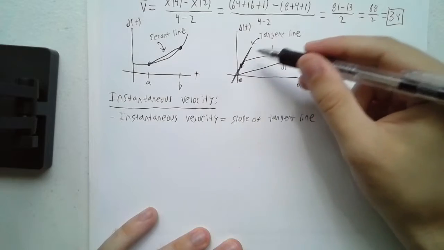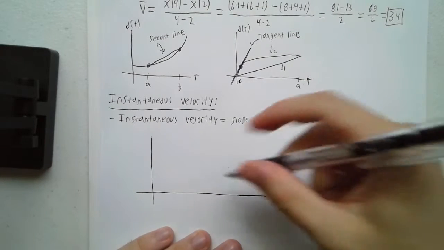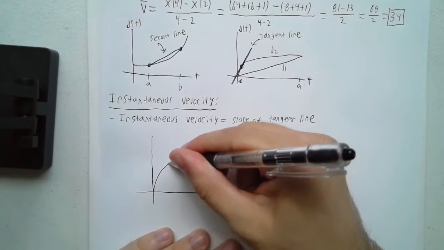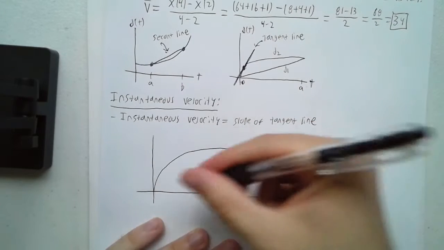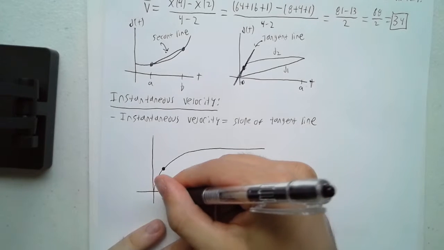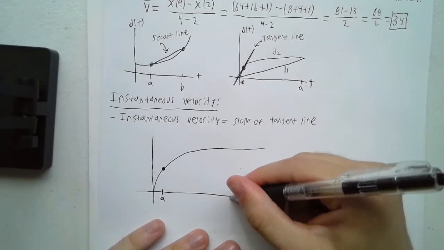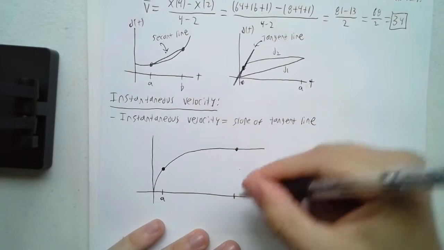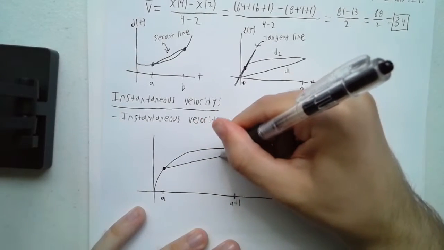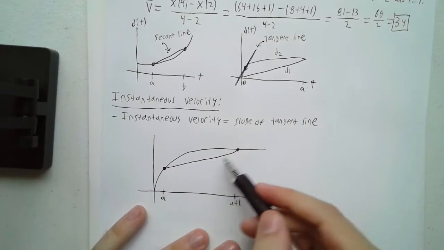So let's redraw our graph here. Let's draw some function, maybe something like this. And suppose that I want to find the instantaneous velocity at this point at t equals a. Well, I don't know how to find the slope of the tangent line here, but if I pick some other point on the curve, let's call this, maybe it's a plus 1, well, I can certainly find the slope of the secant line connecting those 2 points. But this is not going to really tell us anything about the instantaneous velocity here.